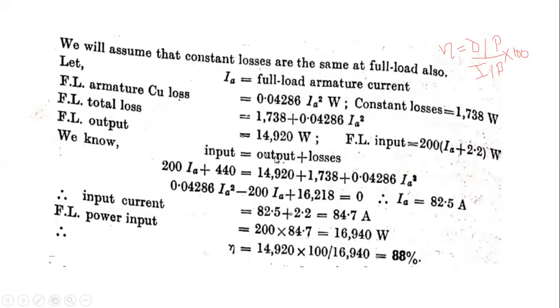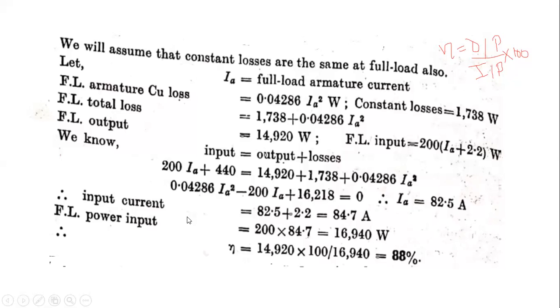After calculating the output value, we substitute all the values in this formula, input equal to output plus losses. In that formula, there is no Ia current, that is the full load armature current, there is no representation of the Ia current. Then we obtain one equation, that is 0.04286 Ia square minus 200 Ia plus 16,218 equal to 0. That gives the armature current Ia.